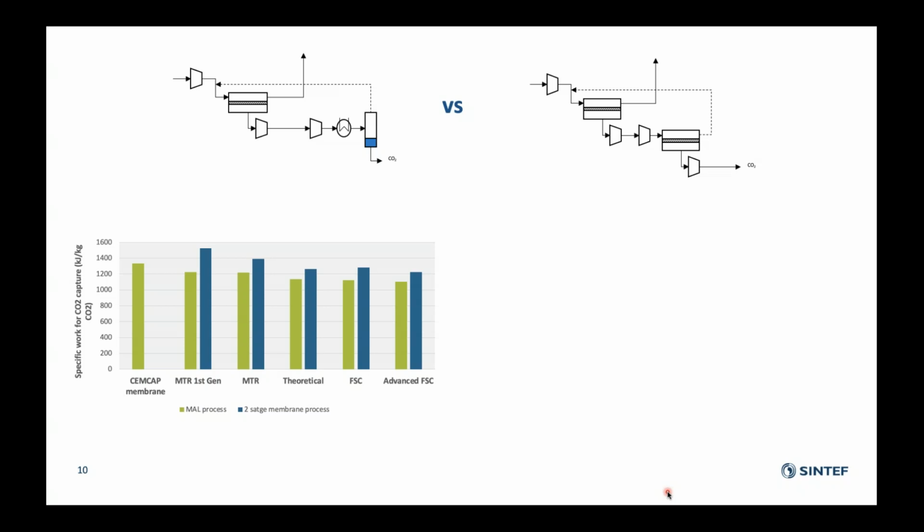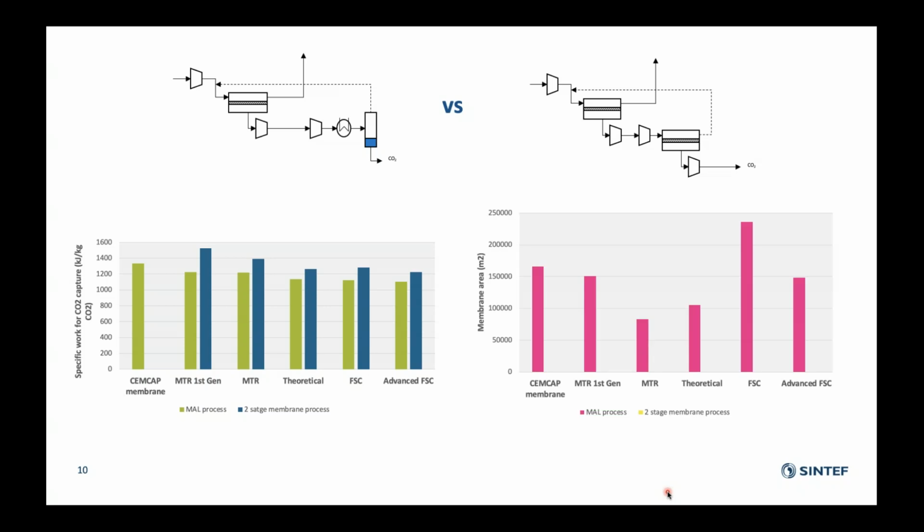We have done work as part of the SEM-cap project and also in the NCCS project, where we have proved based on thermodynamic analysis that this will always be the case, irrespective of the membrane type. And that is an important point to note. So it's always better, if you're looking from an energy perspective, to go for a membrane-assisted liquefaction process. And then when we come to look at the area, these are the areas required for the different membrane types for the membrane-assisted liquefaction process.